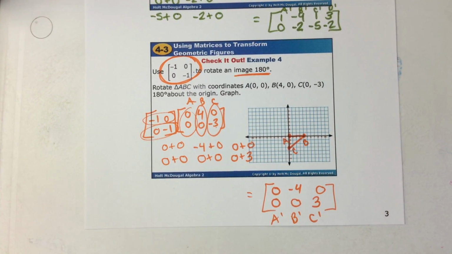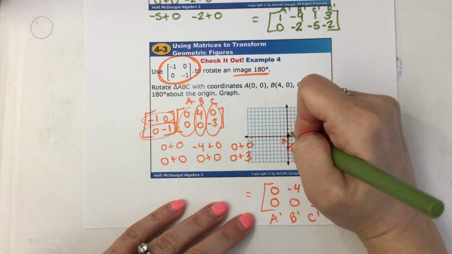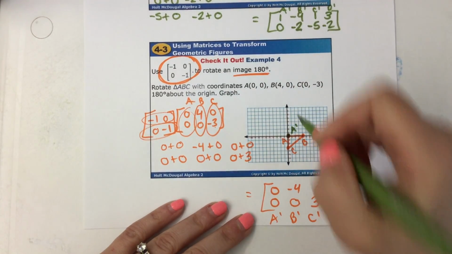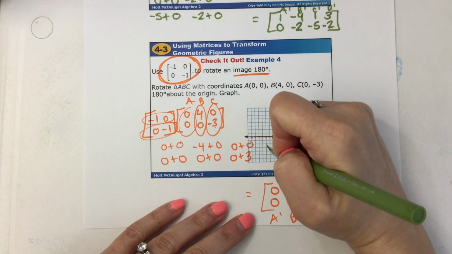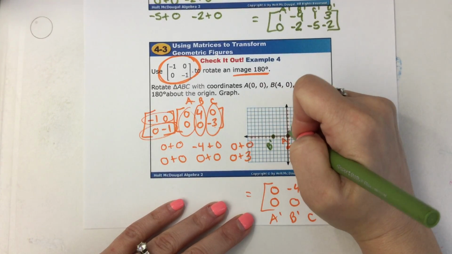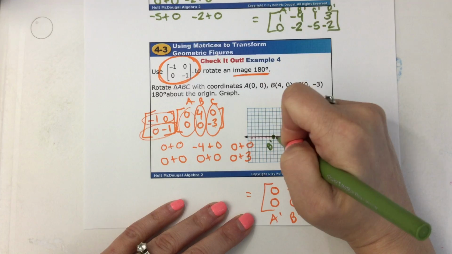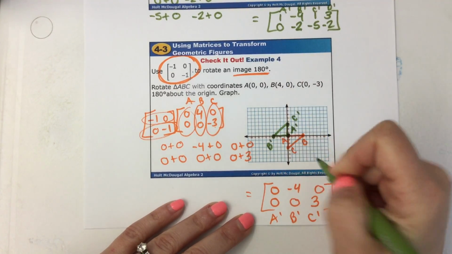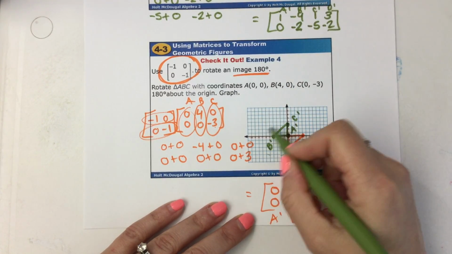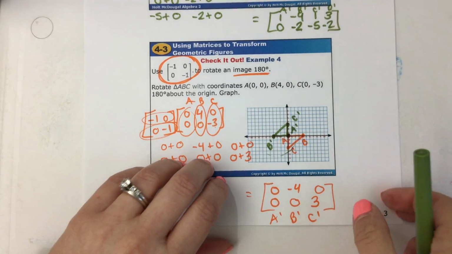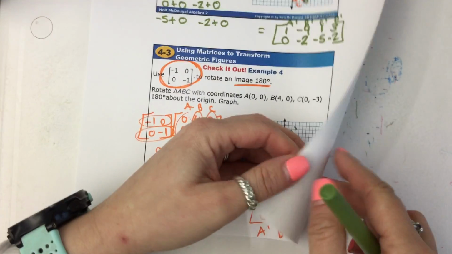Now this should be rotated 180 degrees. So A prime and A are at the same spot. B prime is at negative 4, 0. C prime is at 0, 3. So notice it is the same shape. It is the same size. It just rotated halfway around the circle. That is the end of 4.3.